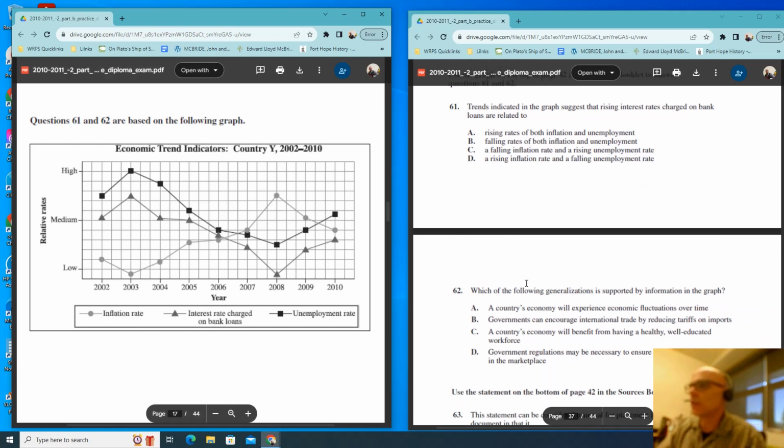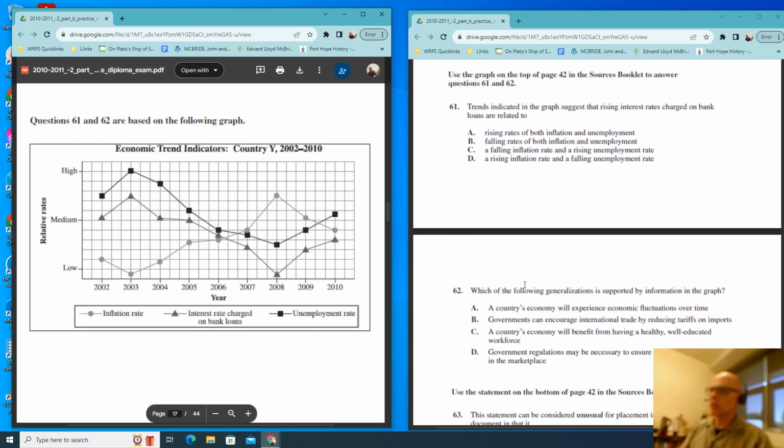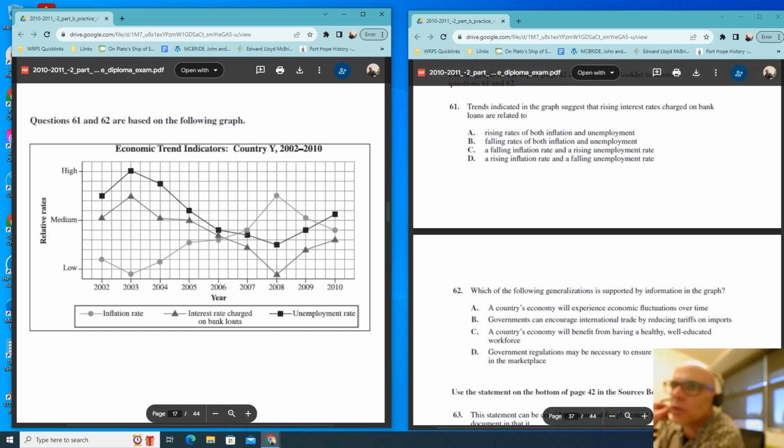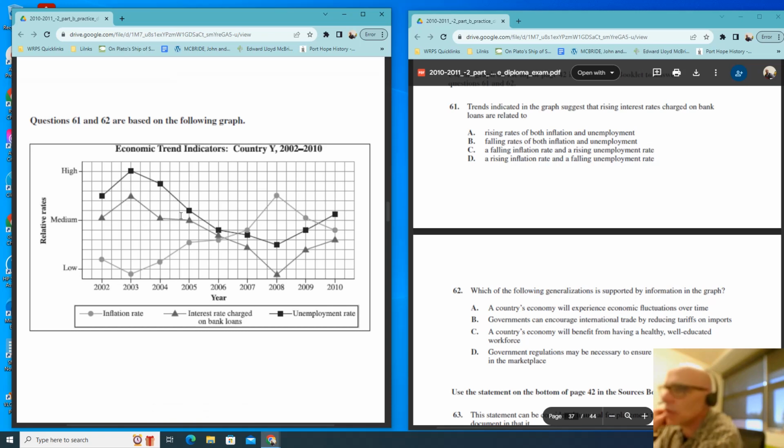Which of the following generalizations is supported by information in the graph? Number 62. A country's economy will experience economic fluctuations. Well, we're seeing fluctuations. Unemployment goes up and goes down. Inflation goes up, goes down.